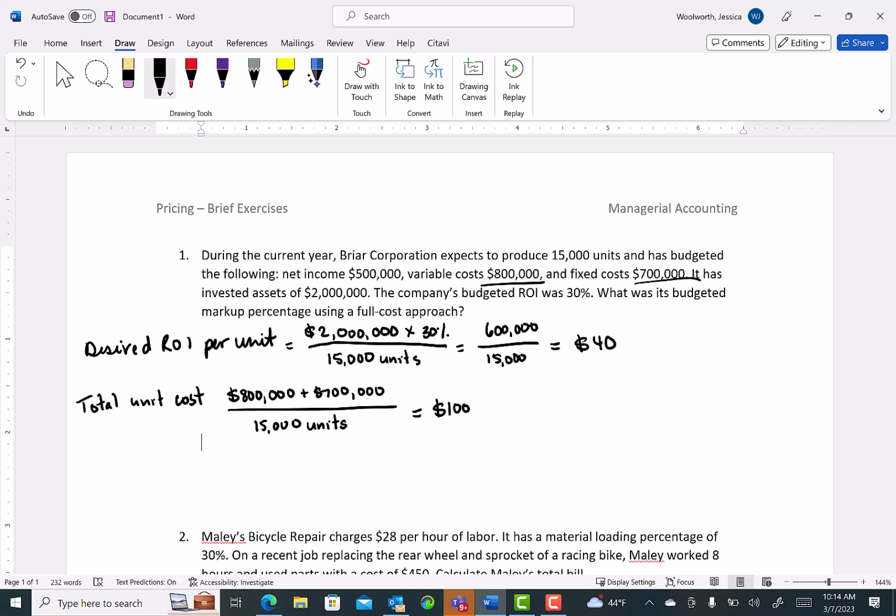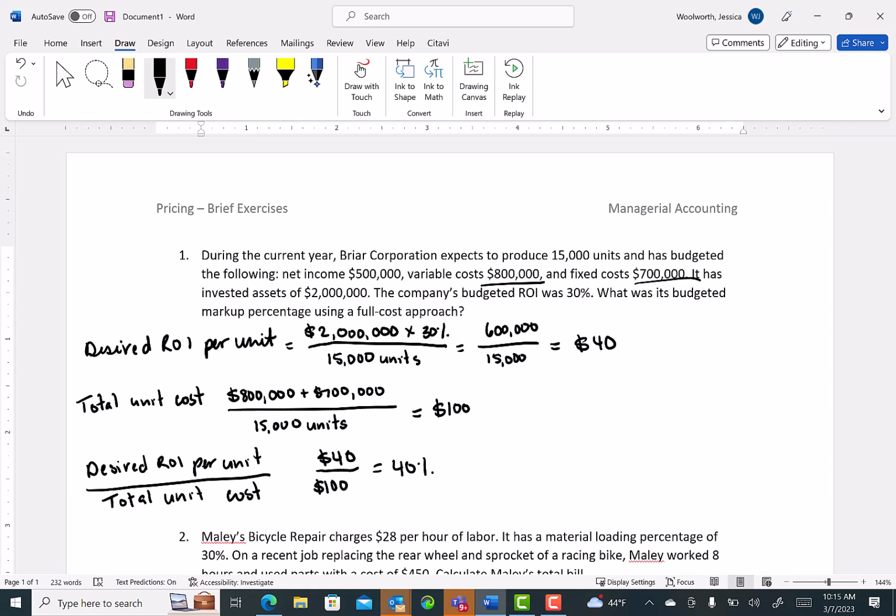Okay. Now we have enough information to calculate what our budgeted markup percentage is. How we're going to calculate this is we're going to look at our desired return on investment per unit, and then we are going to divide that by how much the unit costs us to make. So we know that we would like to have $40 of return on our investment, and if it costs us $100 to make the product, then our markup percentage is going to be 40%.